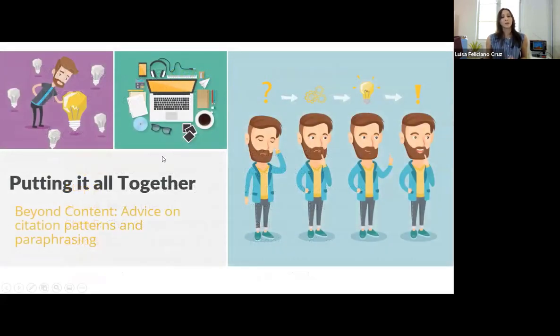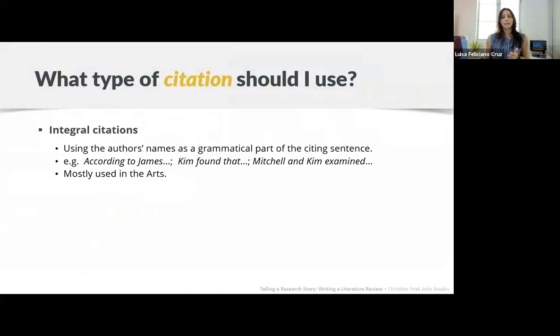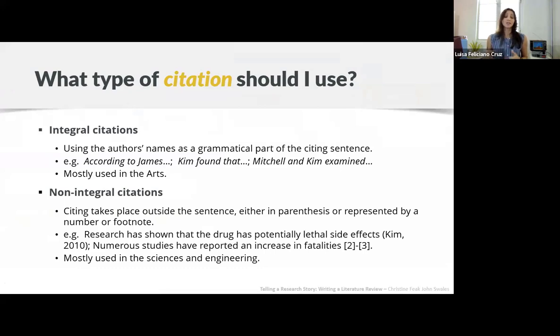And that's the most difficult part because we can all create these individual paragraphs of articles, but how do we put it together? And that's the critical part. So there are 2 types of citations. The integral citations, they're usually the name of the author is included in the sentence. It's a grammatical part of the sentence. It's mostly used in the arts.